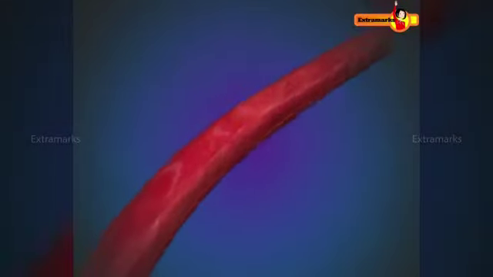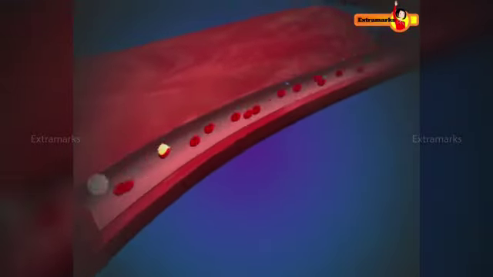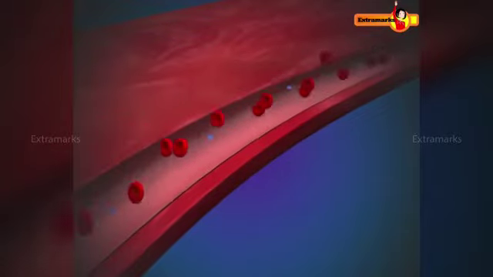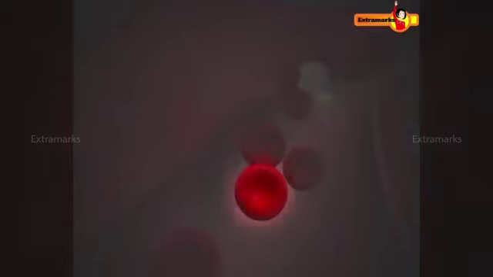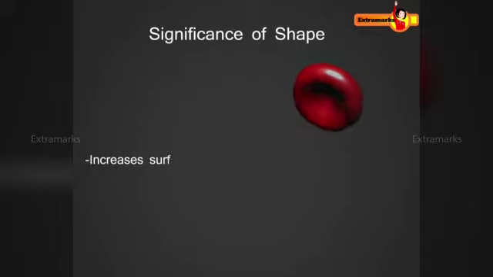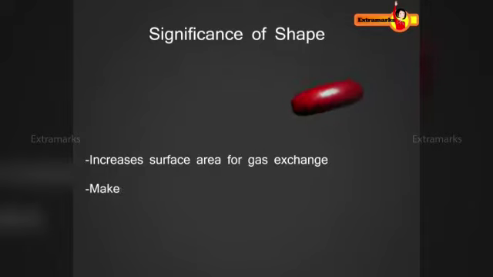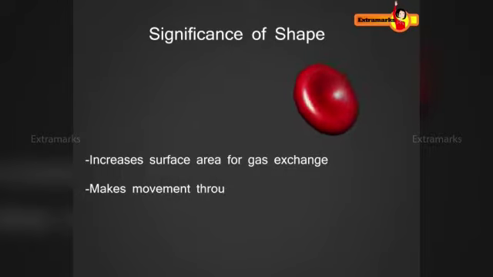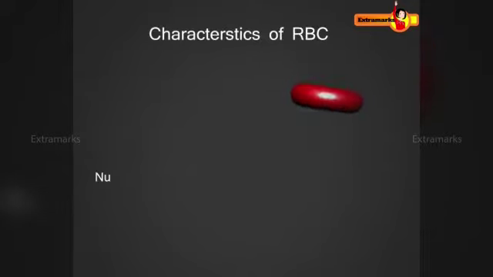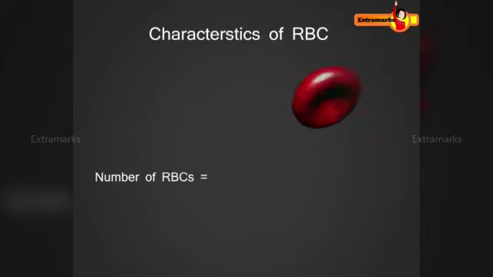Cellular or formed component comprises of red blood cells, white blood cells and platelets. Erythrocytes or RBCs have a biconcave shape and are devoid of nucleus. This shape is significant as it increases surface area for gas exchange and allows the blood to flow easily through the narrow vessels. There are about 4.5 to 5.5 million RBCs present in 1 milliliter of blood.